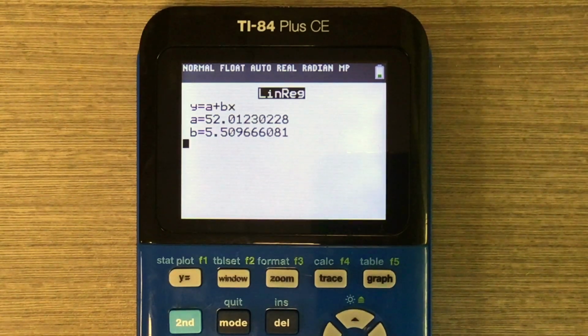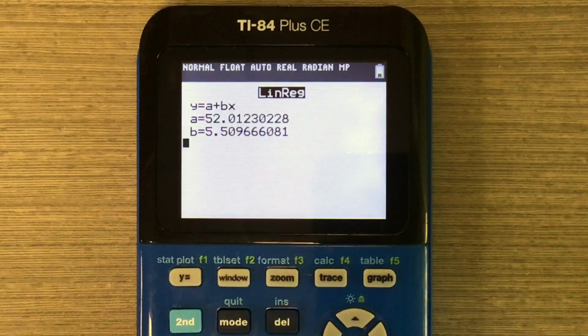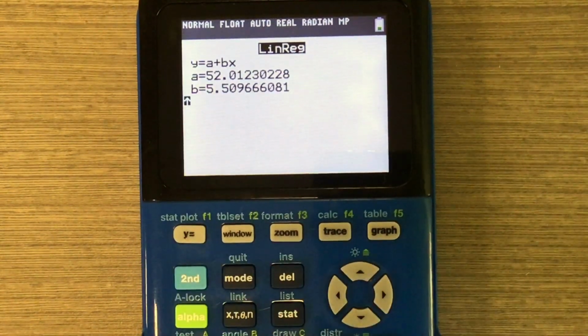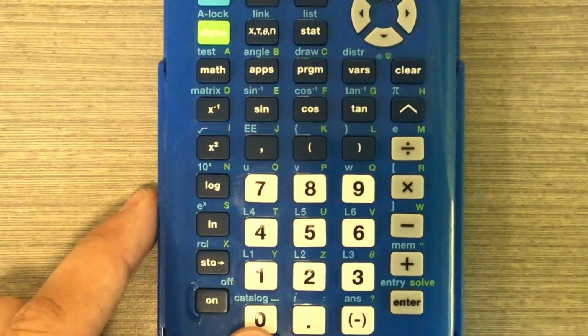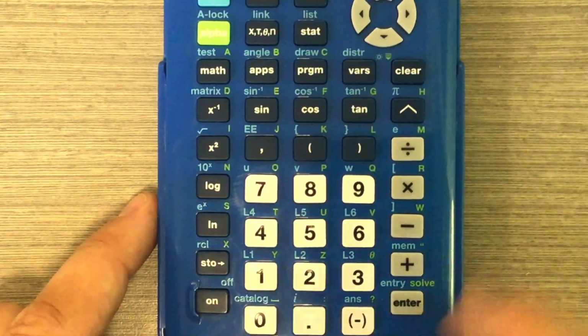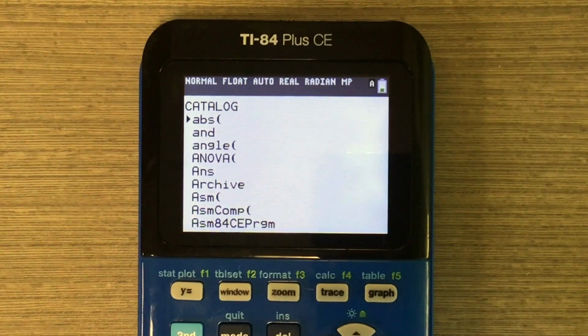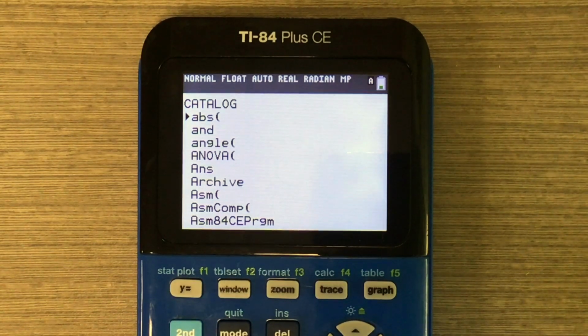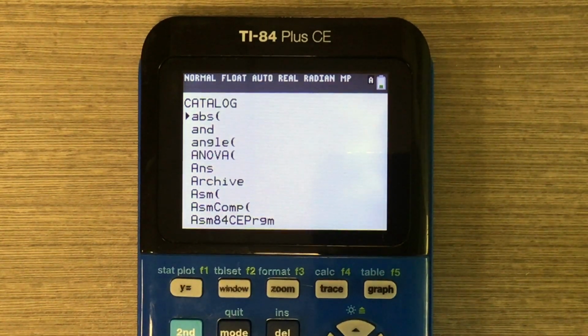So let me show you how to do that. To turn on diagnostics, what we're going to do is go to the catalog. To get to the catalog, we're going to hit the second button, and then we're going to come all the way down here to the number 0. You can see in blue it says catalog. So this takes you to literally all the different functions in your calculator alphabetically. We want diagnostics, D. Do not start arrowing down.